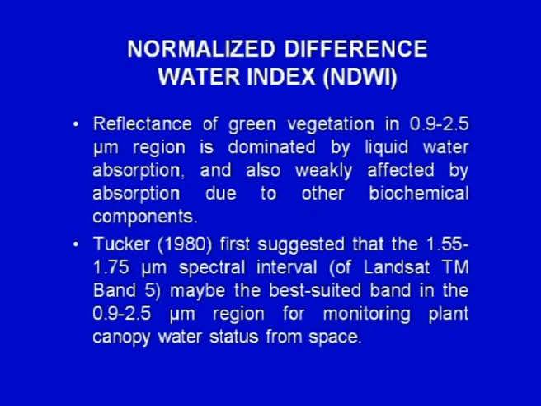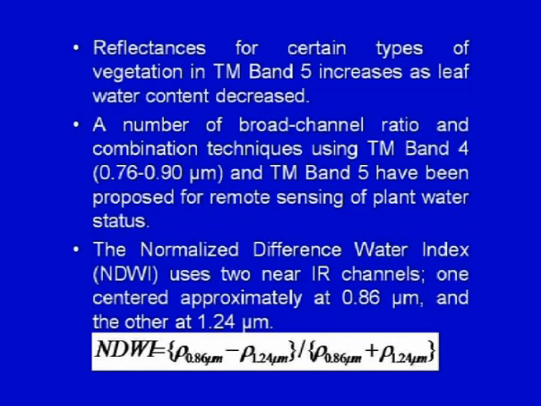It is observed that the reflectance of green vegetation in the region of 0.9 to 2.5 micrometers is dominated by liquid water absorption and also weakly affected by absorption due to other biochemical components. Tucker in 1980 first suggested that the 1.55 to 1.75 micrometer spectral interval of Landsat TM band 5 may be the best suited band in the 0.95 to 2.5 micrometer region for monitoring plant canopy water status from space. Reflectance from certain types of vegetation in TM band 5 increases as leaf water content decreases.